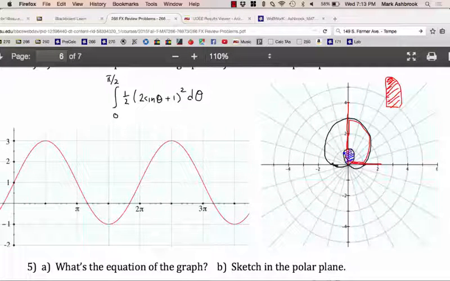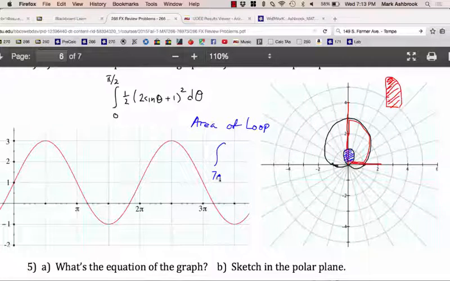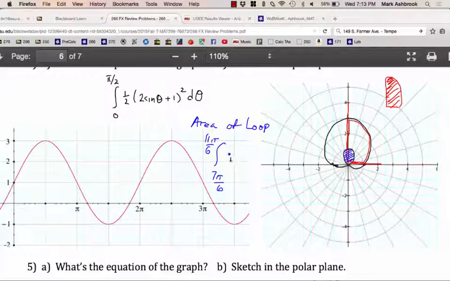How are we going to do it? You could go from pi to wherever it crosses the other pole. Well, again, for what angle does the loop start? 7 pi over 6. And where does the loop end? 11 pi over 6. So if we want the area of the loop, that's going to be from 7 pi over 6 to 11 pi over 6, and it's going to be 1/2 of just the function, because that function gives us the loop.